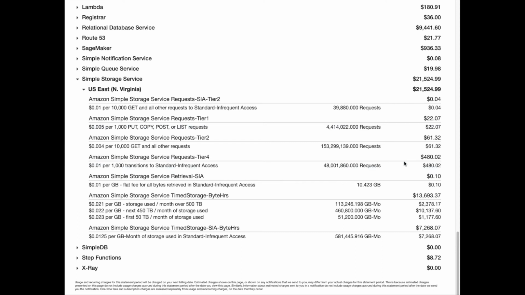The other section here that's worth noting is, again, you pay for transitioning it to infrequent access, but that cost is a pretty small percentage of what it would actually cost to keep it stored in S3.